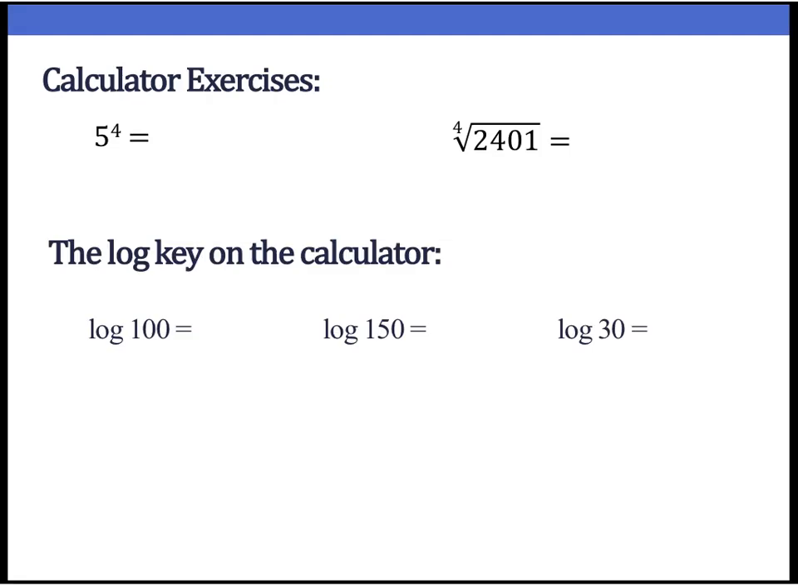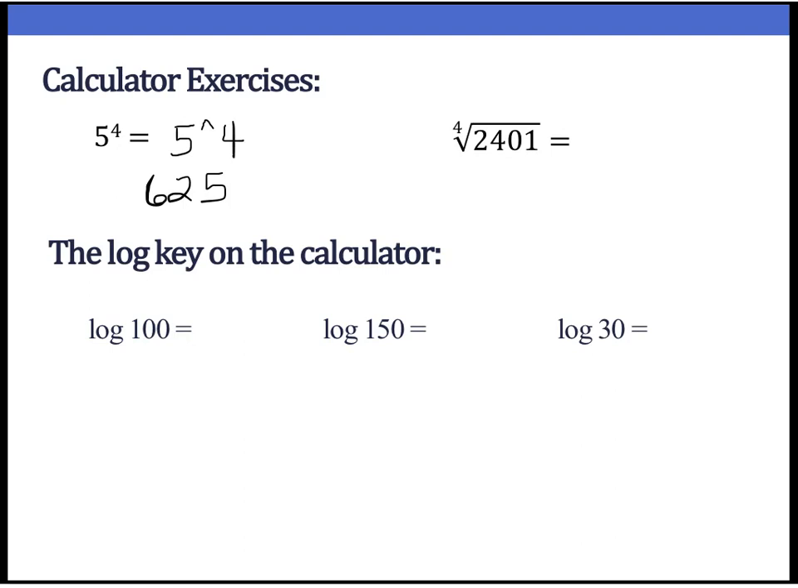Now we're going to spend a little time doing some exercises on the calculator. We will be using the calculator for this. What I want you to start with is putting 5 to the 4th power into your calculator and see what you get. You're going to do 5, the caret symbol, 4, and then you will end up with 625.